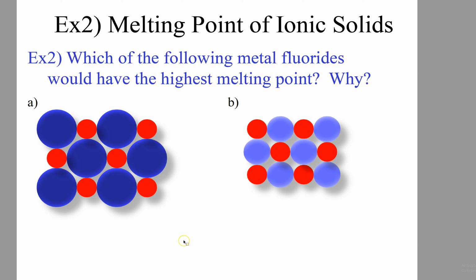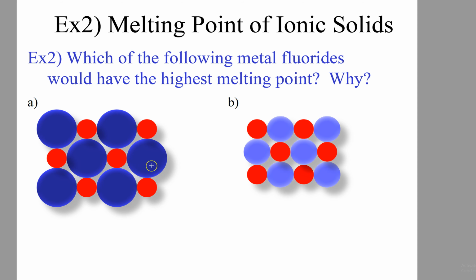Alright, so here's the secondary question, melting points of ionic solids. Which of the following metal fluorides would have the highest melting points and why? So let's take a look at this example here with metal fluorides. This could be any sort of metal, but we're taking a look at the radius. So fluorine is a small one here in the red, and the blue one indicates any sort of metal.